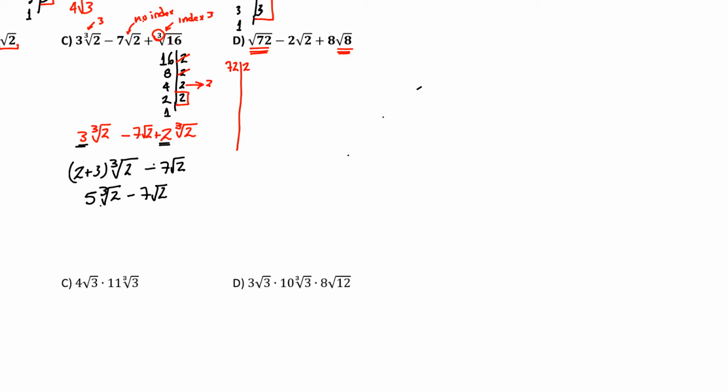Okay, we have 2. Let me use a different color. So 72 divided by 2, you get 36, divided by 2 again, you get 18. By 2 again, you get 9. We start with 3, and those are the numbers you get.